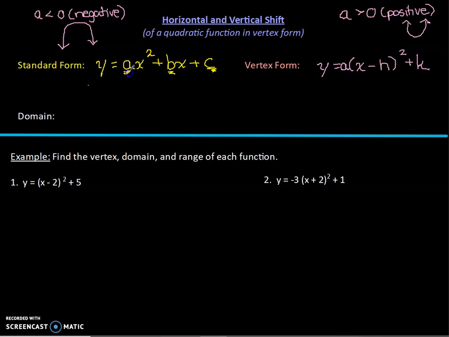Same thing in standard form. A tells us, so that's the coefficient with x squared in standard form. If A is positive, the parabola faces upwards. If A is negative, the parabola faces downwards.